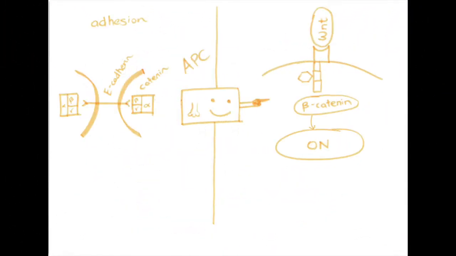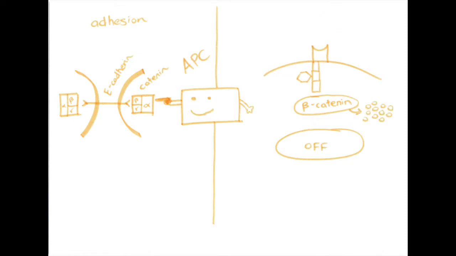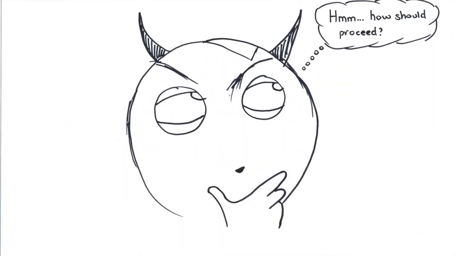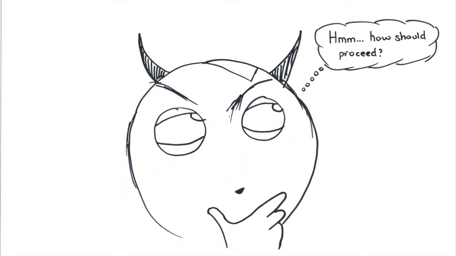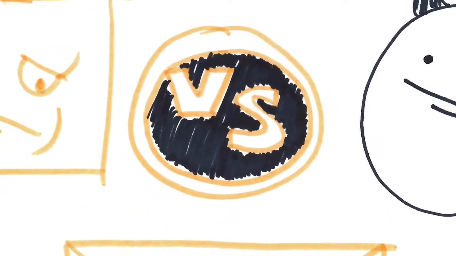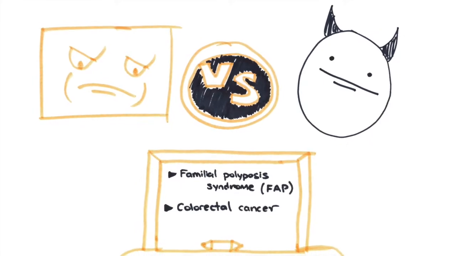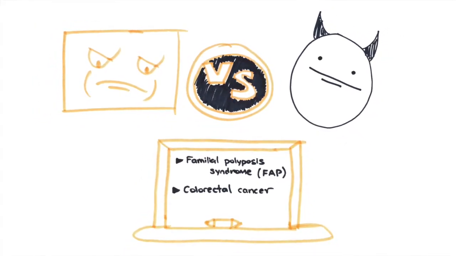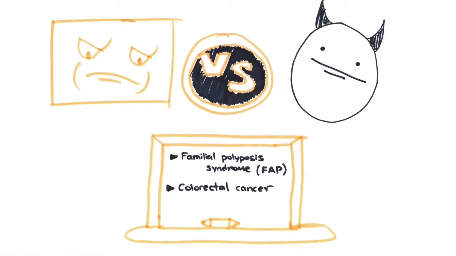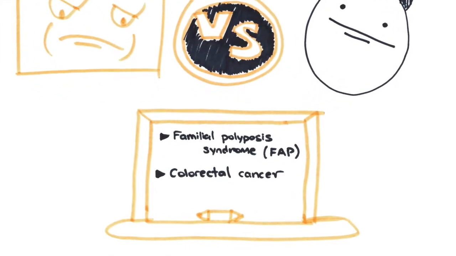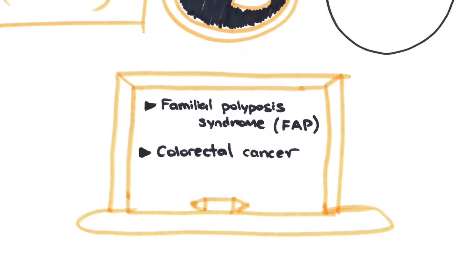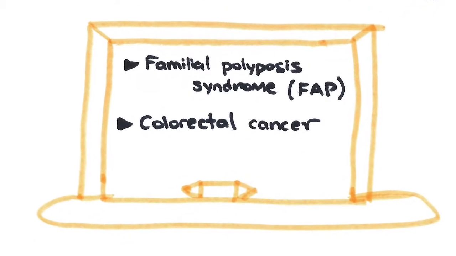Adenomatous polyposis coli gene functions in cell division and adhesion by regulating the beta-catenin activity and the WNT pathway. Germline mutations of the APC gene result in familial polyposis syndrome, which are polyps affecting the colon, which may become malignant. Otherwise, sporadic mutations lead to other cancers, such as colorectal cancer. A majority of these mutations are frameshifts that deactivate the protein function.